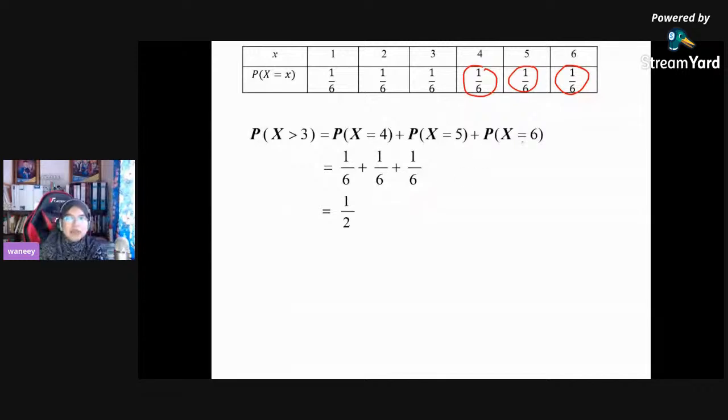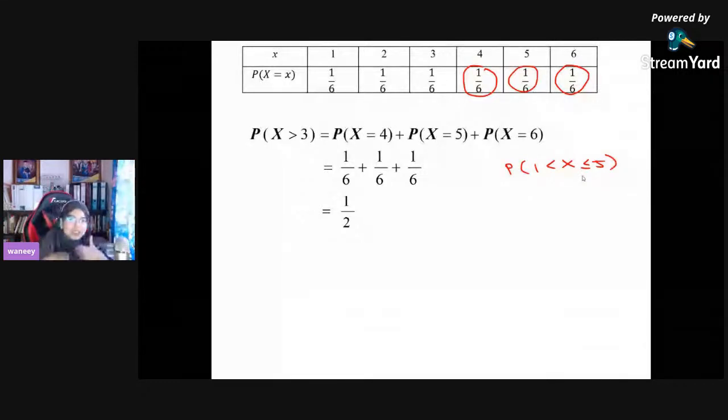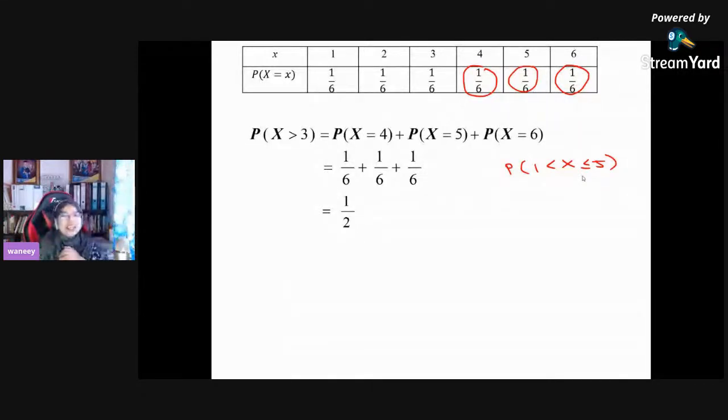Okay, the second one, we have the probability of x less than or equal to 5. Okay, so I'll give you 2 minutes for you to find out what are the values of x such that x is greater than 1 and less than or equal to 5. And then you can add all the probabilities together. And please let me know what your answer is in the chat box.